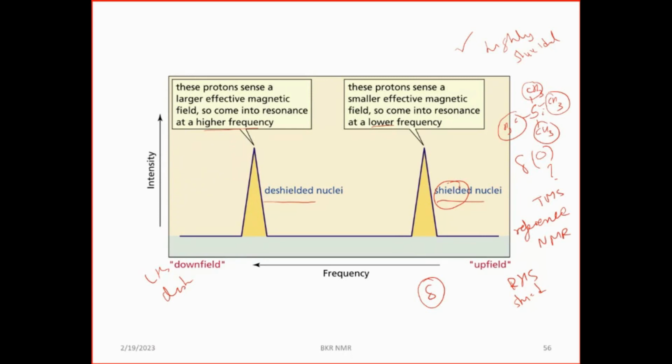Electron donating group. Which is electron donating? The methyl metal group, silicon. Silicons are electropositive. They are metals. Metals are electropositive in nature, so they are electron donating. So they shield the methyl groups.